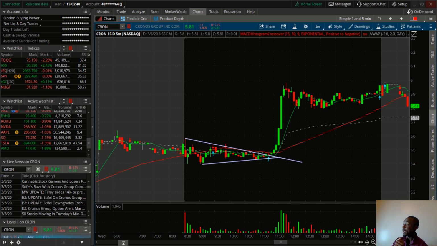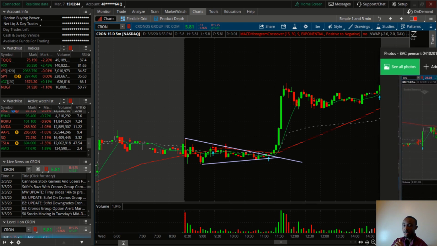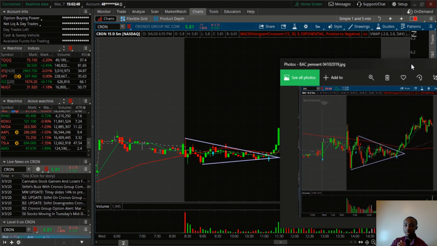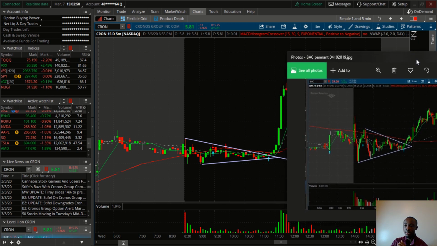Let me grab that picture that we took of Bank of America when we took that trade in 2019, and let's compare it. Again, we got that thing right here, which is equivalent to this. And then we got the drop, which is equivalent to that. And then we got the consolidation followed by the breakout. And if we saw this, we would have obviously traded it.